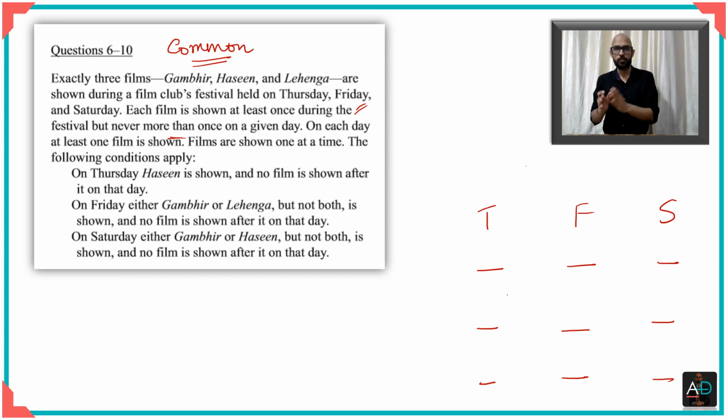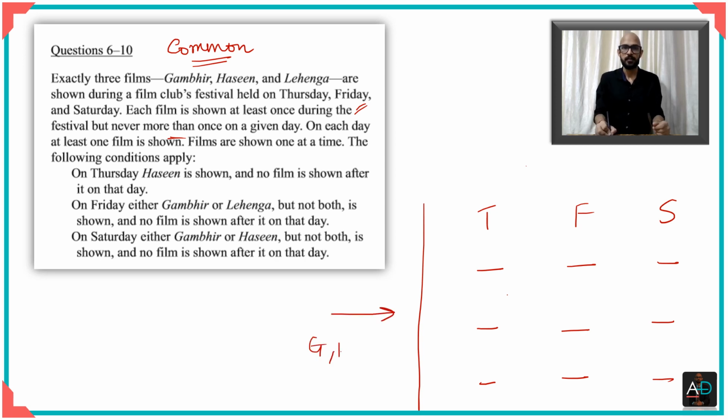Perhaps not all films are shown. Now we look at the rules further. Okay, I hope you've understood that once you've made this matrix, you will then fill in these places the movies depending on what the rules are. Okay, so let's see what we see here. Let's look at the first condition.